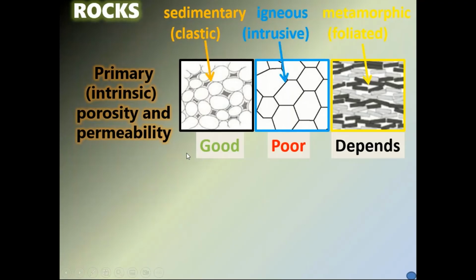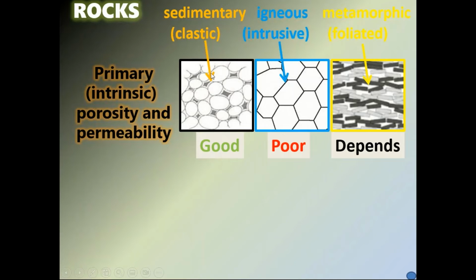Now, the discussion we've done so far is with respect to sediment. Well, let's talk about rocks, for example. So you know, there are three types of rocks, right? Sedimentary, igneous, and metamorphic. Each of those three rock types, when they are born, have a primary or intrinsic porosity and permeability, just based on how they formed and how they're made and what they're made of.